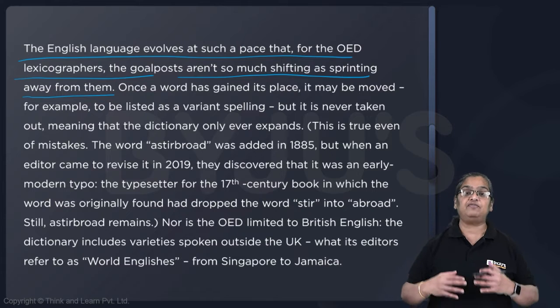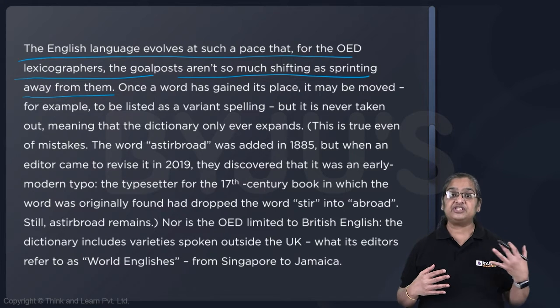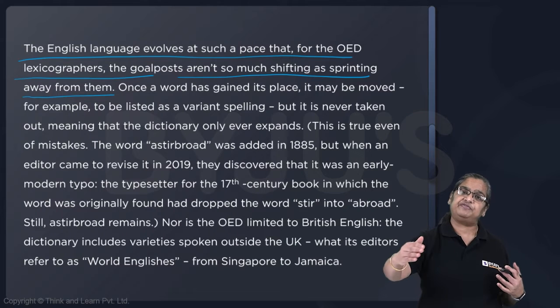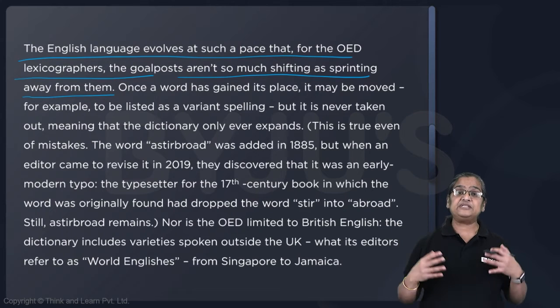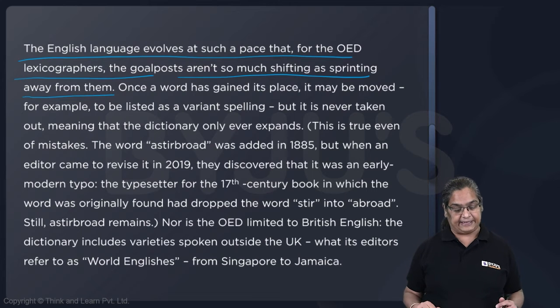So you have a goal. Okay, I have got 500 words to complete. Correct? But because the English language is evolving so fast, that goalpost is shifting. It's not just shifting, it is sprinting away. That means the language is evolving very fast with a lot of new words being added.